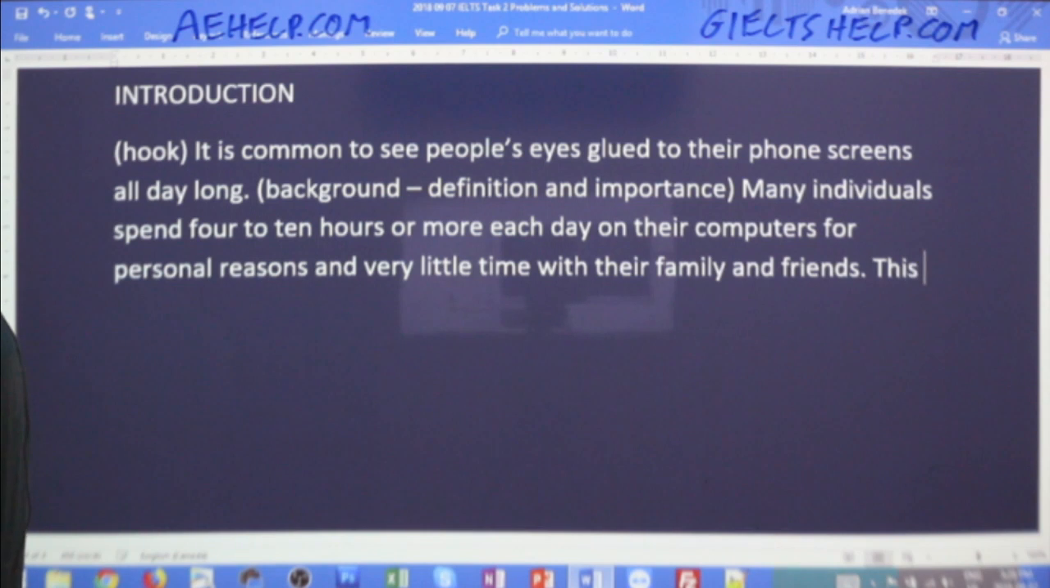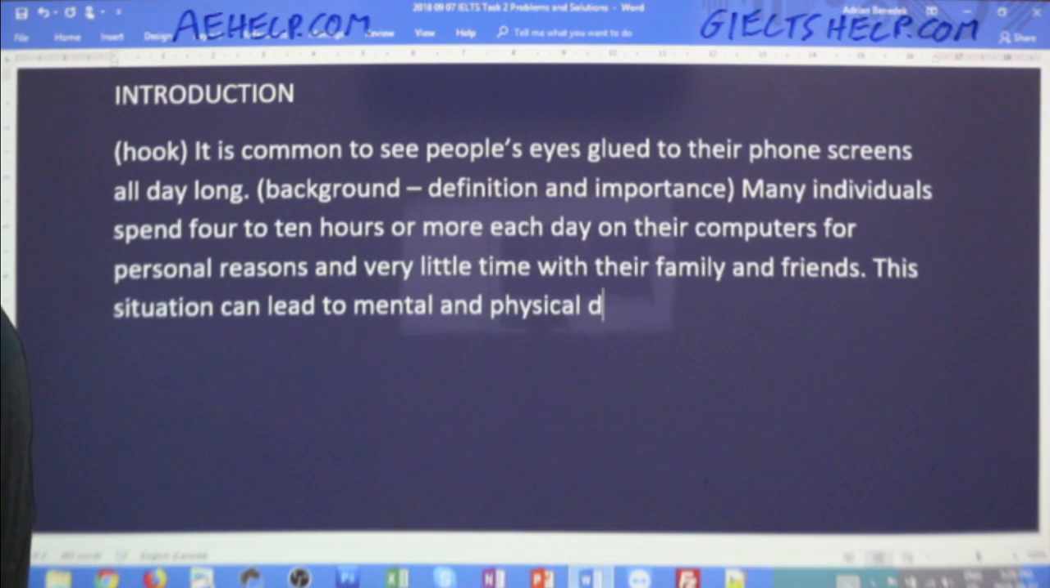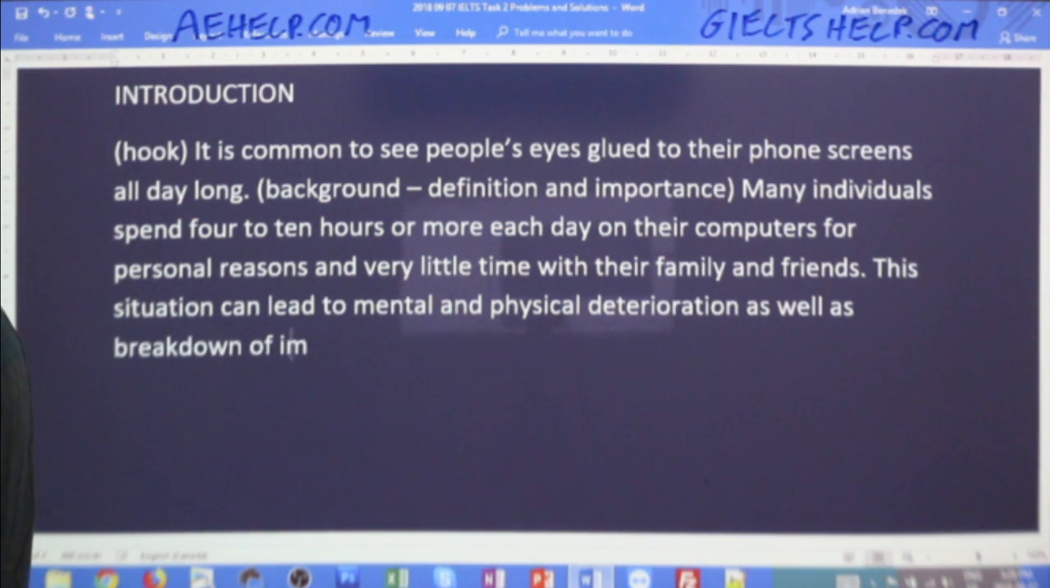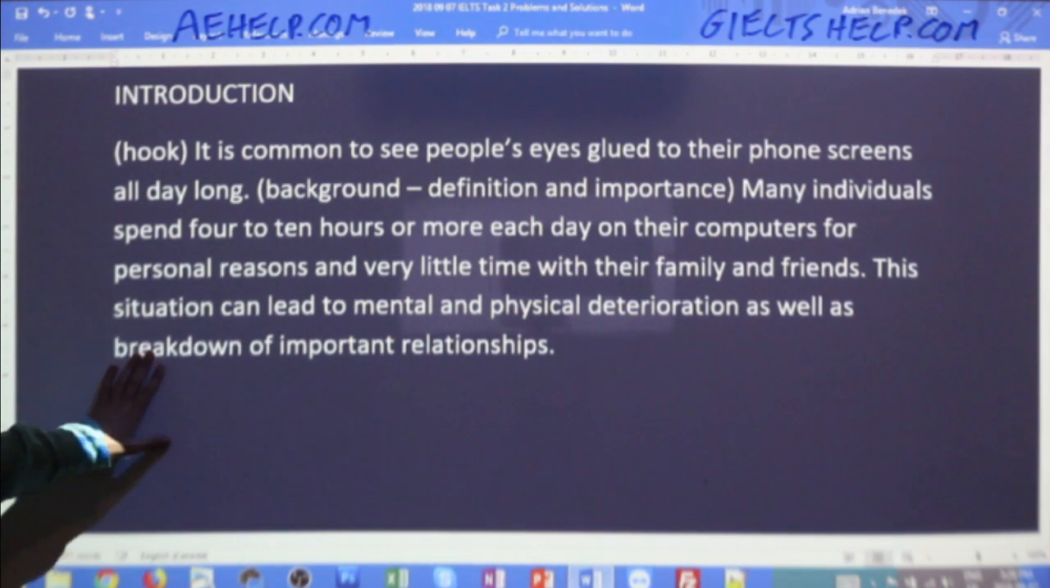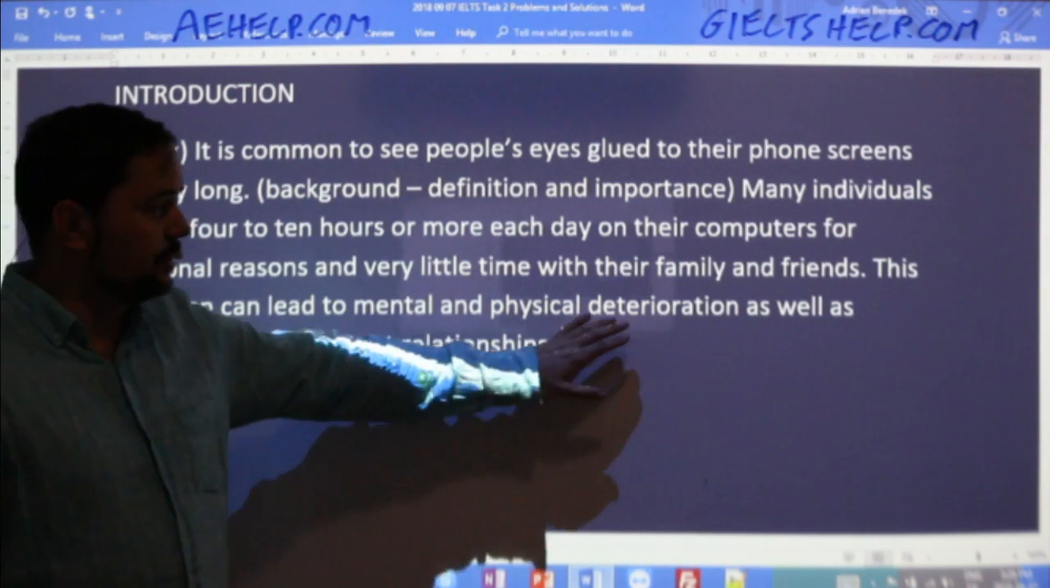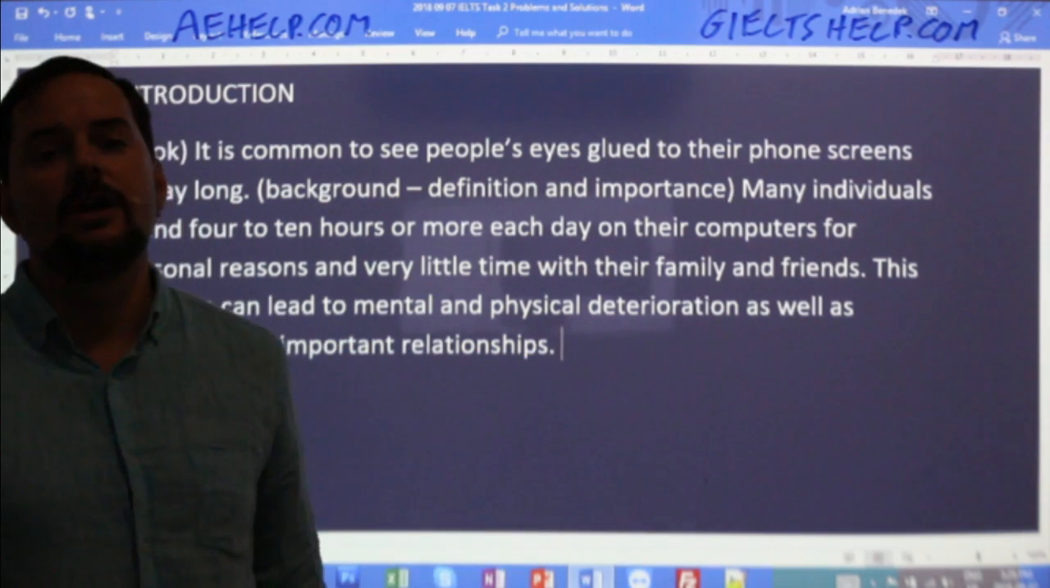So this situation can lead to mental and physical deterioration, as well as breakdown of important relationships. Okay, so that's why we're talking about this, because spending too much time on our phones and on our computers leads to mental and physical deterioration, so obviously problems for our bodies.